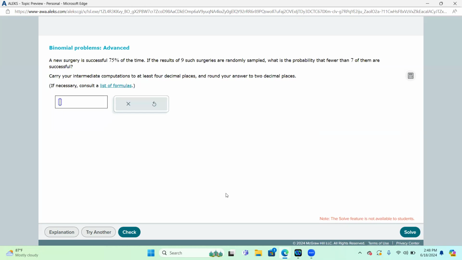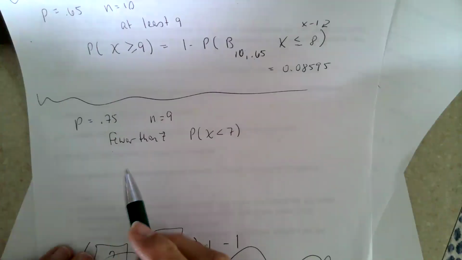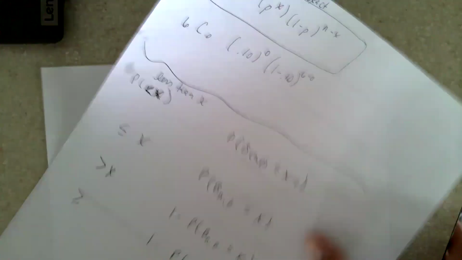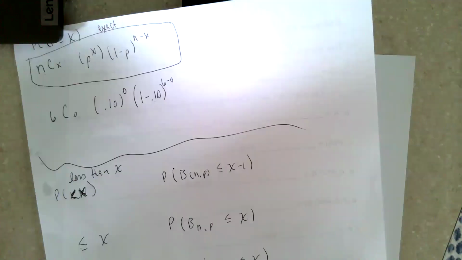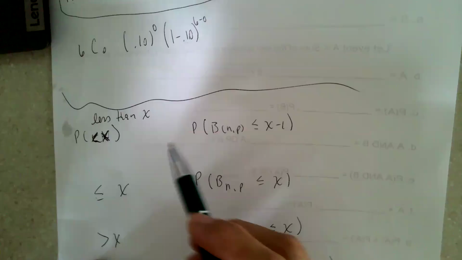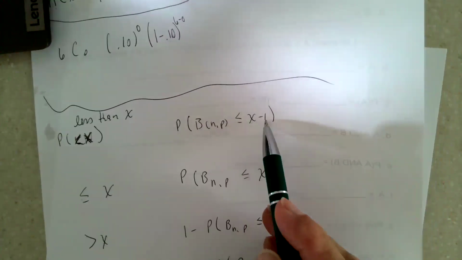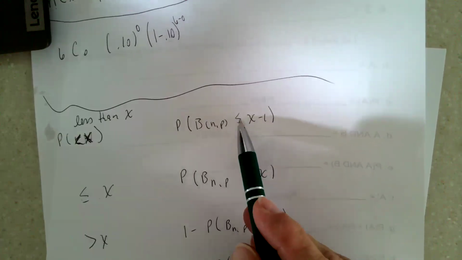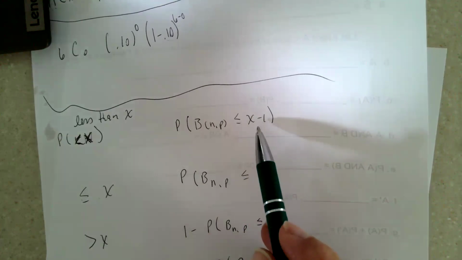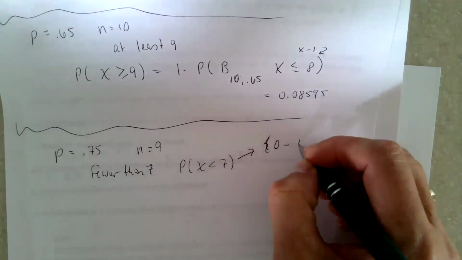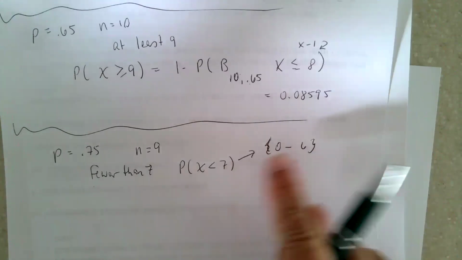So I'm going to go ahead and share my screen one more time. And we're looking at the probability of 0.75, N is equal to 9, and we want fewer than 7. So fewer than 7 is strictly less than. So that's right here. So we're using a binomial, but it's strictly less than, not 7, but 7 minus 1, because remember that the binomial command in ALEKS is always done as less than or equal to. So if we want everything strictly less than 7, that would include 0 through 6. So 7 minus 1.